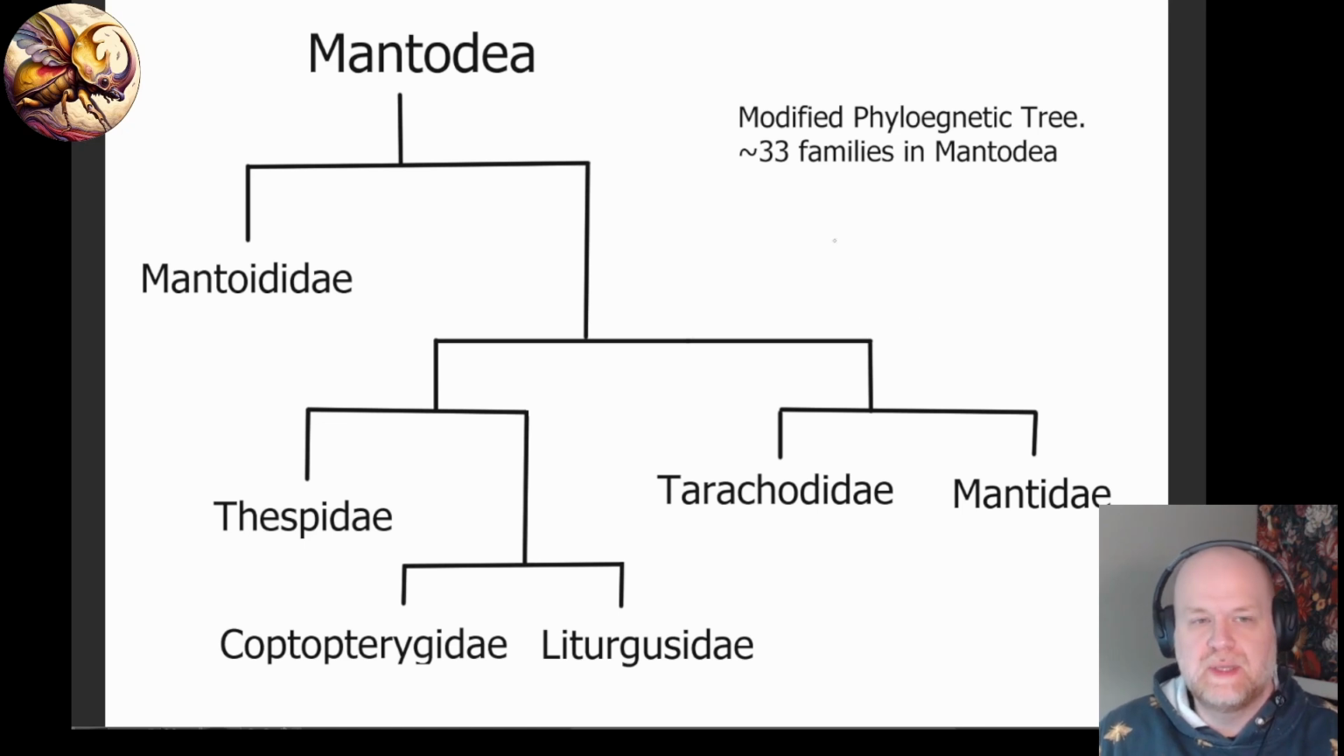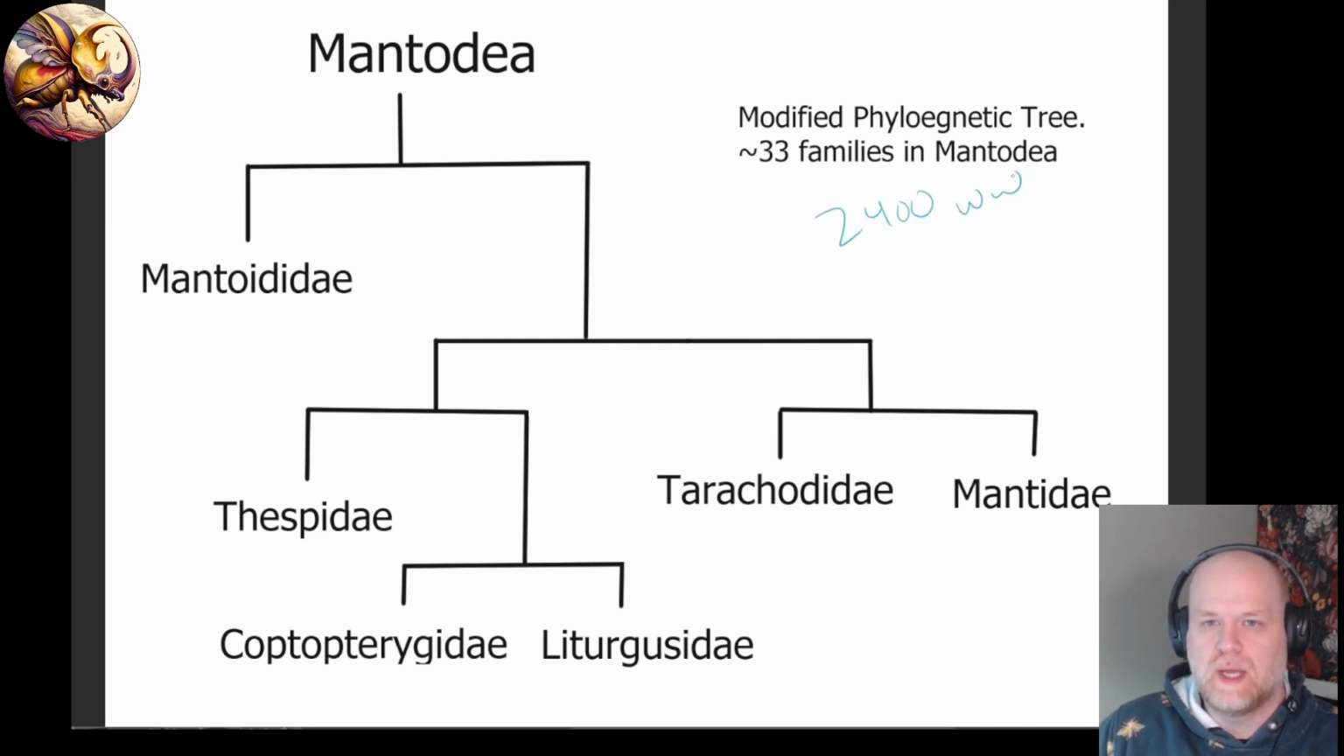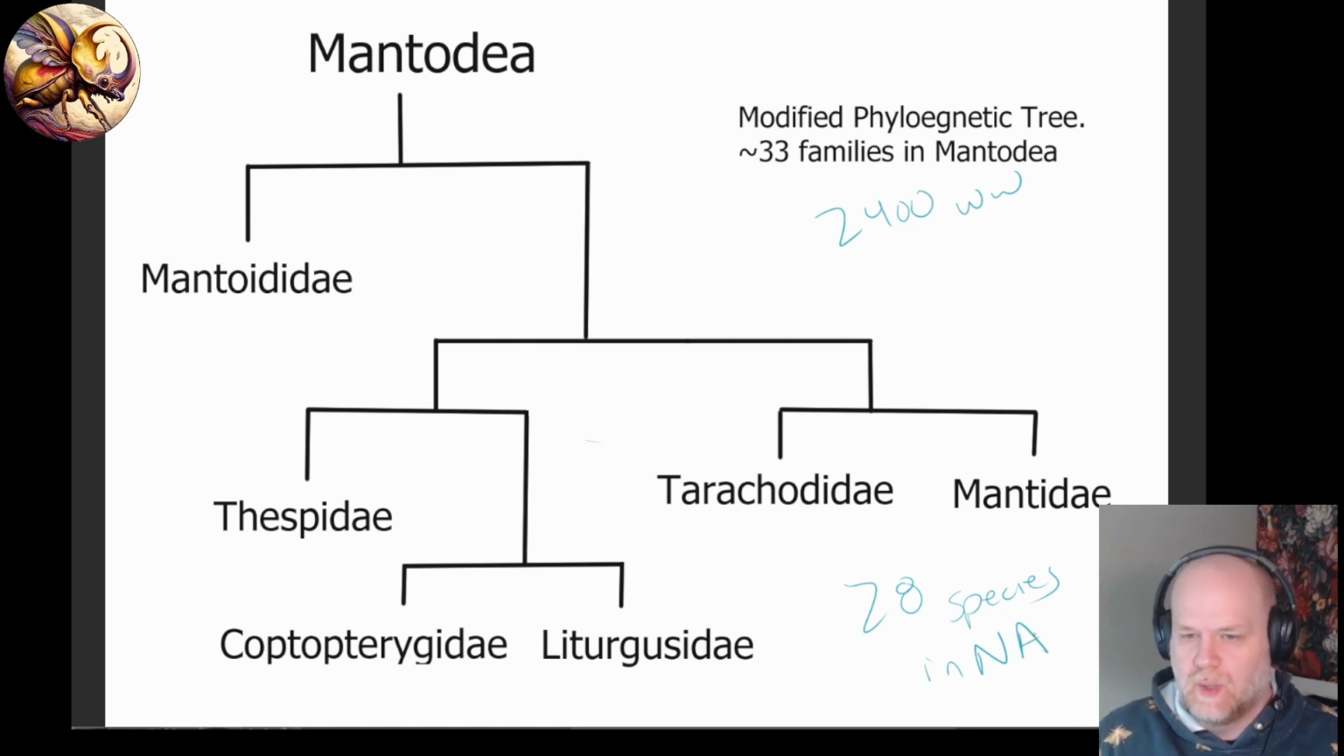So going back to the families that are here, there are 33 families worldwide, and there are roughly 2,400 species worldwide. In the US, obviously, we are not like that because this is, like I said, mostly a tropical group. So there are only 28 species in the US. Not very many here, and I say in the US, this is really like US and Canada. So in North America, north of Mexico, there's only 28 species. Not a ton. You could actually easily learn all of them.